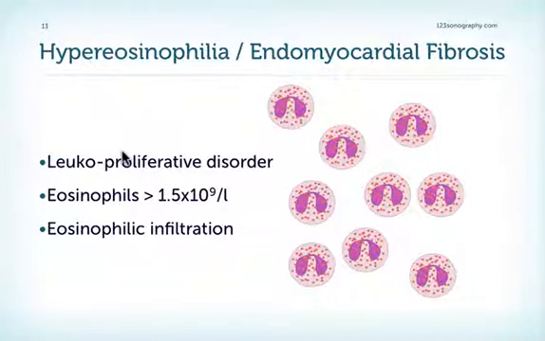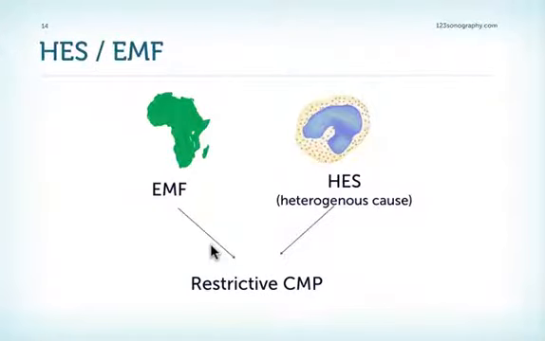Basically, it's a leukoproliferative disorder which is caused by excessive amounts of eosinophilic cells, which infiltrate into the tissue and thereby cause myocardial and endocardial dysfunction. In general, we can differentiate two different types or groups of causes for hypereosinophilia and thereby restrictive cardiomyopathy. The so-called endomyocardial fibrosis type, which is more common in Africa since it's related to parasitic disease, and the hypereosinophilic syndrome, which is a heterogeneous group of causes which also causes hypereosinophilia and thereby restrictive cardiomyopathy.